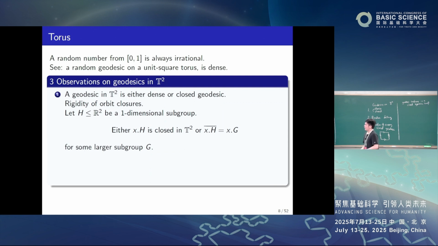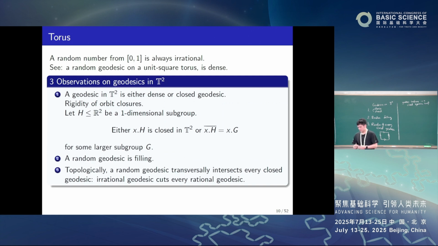And the second observation is that a random geodesic is filling. Because if you cut along a dense geodesic, you actually destroy all the topology of the torus. If you take the torus and cut along the dense geodesic, what you get is something infinitely long but infinitely thin, but that space is actually contractible. So you destroy the topology of the torus by cutting along this dense geodesic. So filling is actually a random property on the torus.